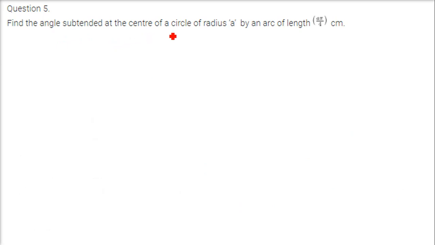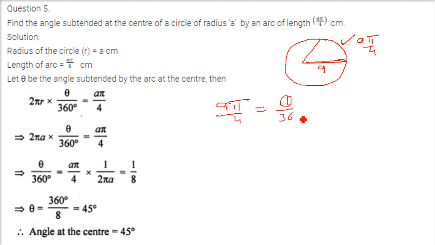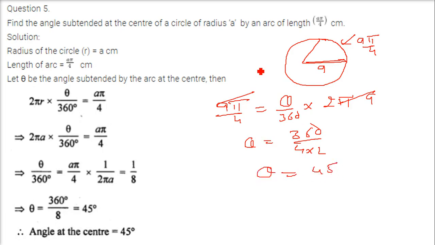Find the angle subtended at the center of a circle of radius a by an arc of length a pi by 4. Same thing we are going to do. Now in this case, the length of the arc is given as a pi by 4. Radius is given as a. So we have the length a pi by 4 is theta by 360 into 2 pi r, right? Radius is also given as a. So a pi goes here. So this theta will be equal to 360, 4 is already there, into 2. This is 45 degrees.